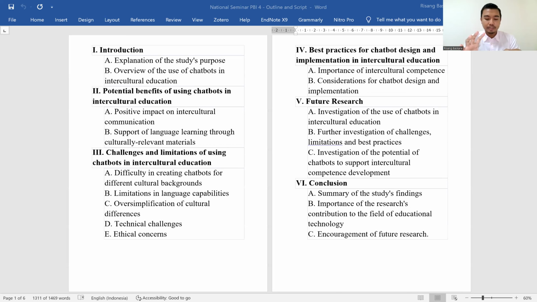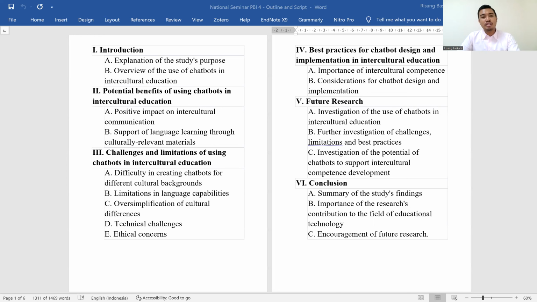While chatbots have the potential to positively impact intercultural education, they also come with a number of challenges and limitations that must be carefully considered. It is important to take into account the cultural backgrounds of the students to ensure that chatbots are designed and implemented in a way that promotes cultural awareness, understanding, and respect. And don't forget to develop intercultural competence. Best practices for chatbot design and implementation must be followed to ensure that chatbots are effective and meaningful tools for intercultural education.